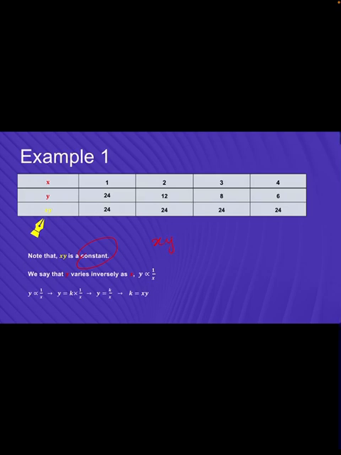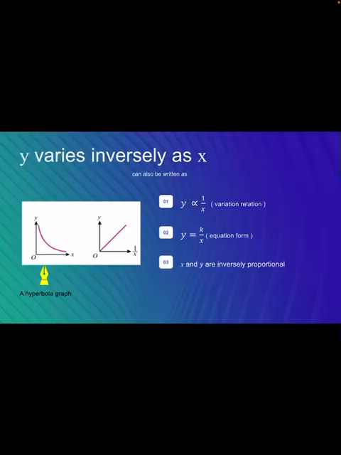So we say that y varies inversely as x. We write y varies inversely as 1 over x, so y equals k over x, and k equals xy. When we say y varies inversely as x, this is the variation relation. We use the reciprocal, 1 over x, and we also say x and y are inversely proportional.